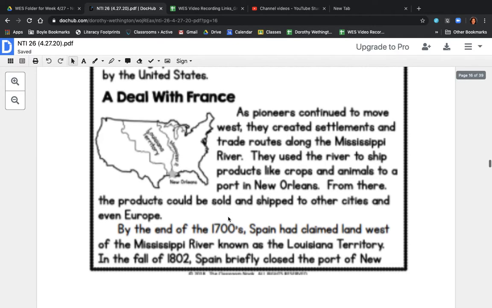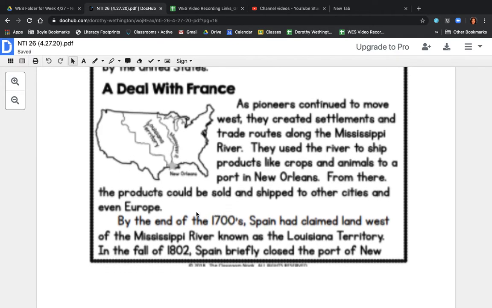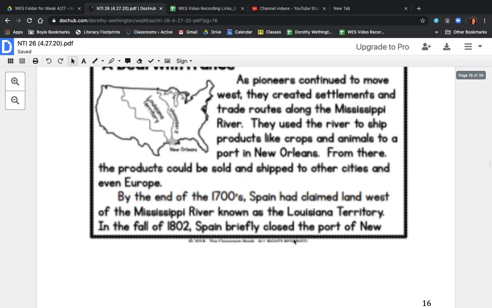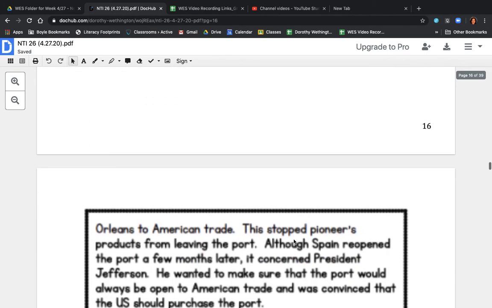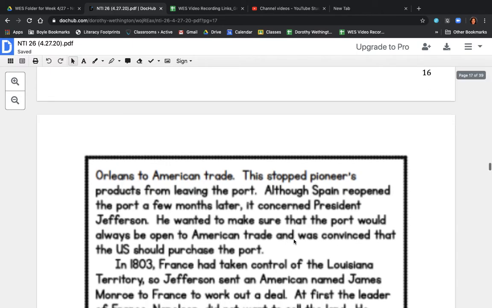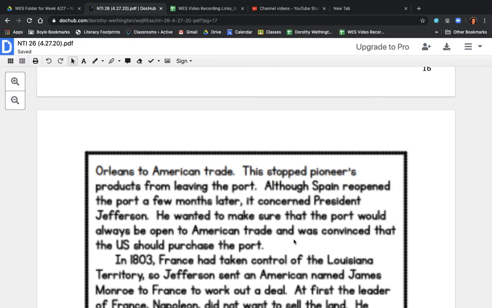By the end of the 1700s, Spain had claimed land west of the Mississippi River known as the Louisiana Territory. In the fall of 1802, Spain briefly closed the port of New Orleans to American trade. This stopped pioneers' products from leaving the port. Although Spain reopened the port a few months later, it concerned President Jefferson.